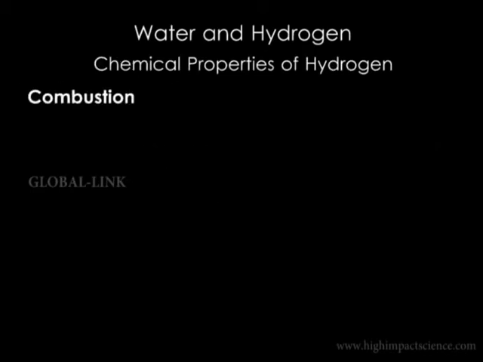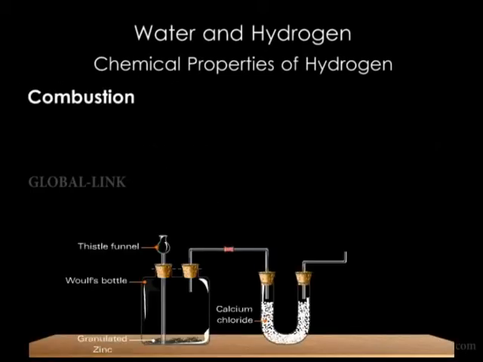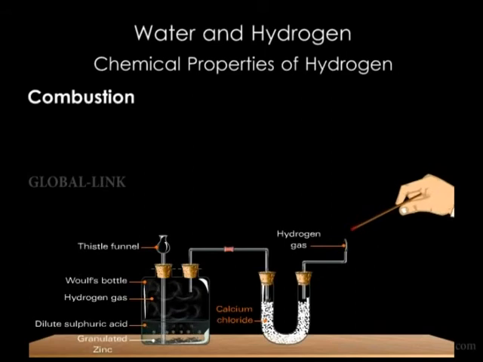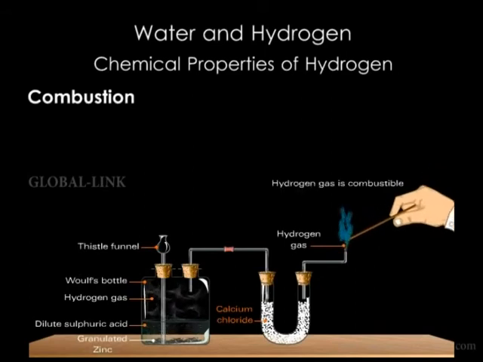Chemical properties: combustion. Now, in this experiment, we prepare hydrogen gas by reacting zinc granules with sulfuric acid. The gas evolved is passed through a U-shaped tube containing calcium chloride, which absorbs the moisture present in the gas, making it dry. When ignited, pure hydrogen burns quietly with a blue flame.